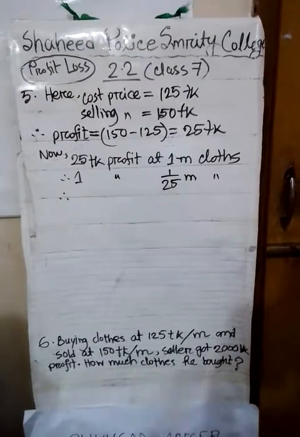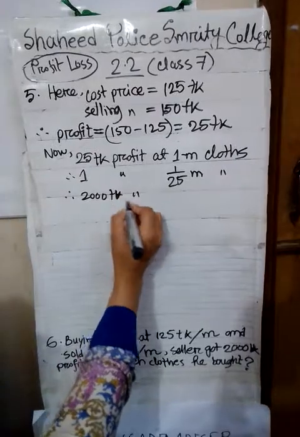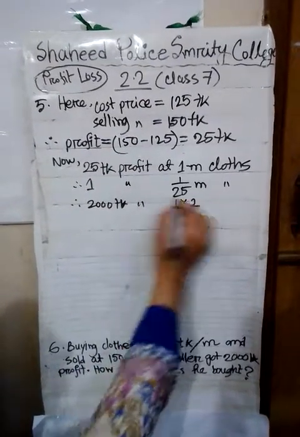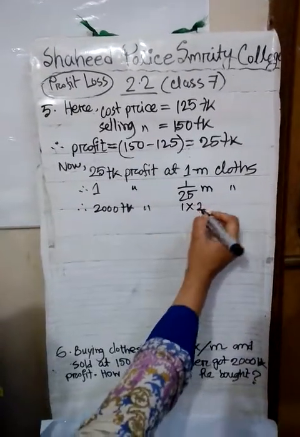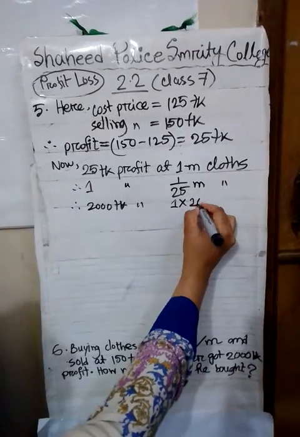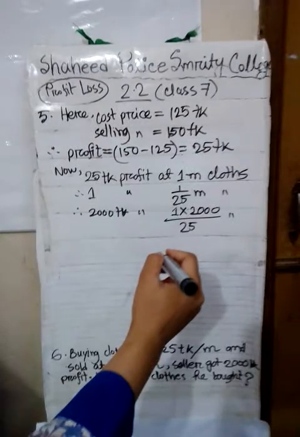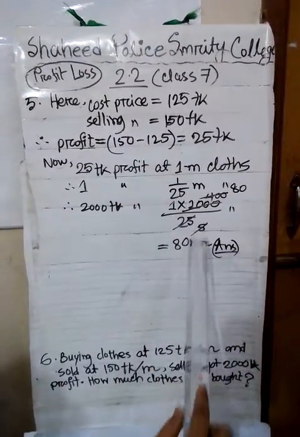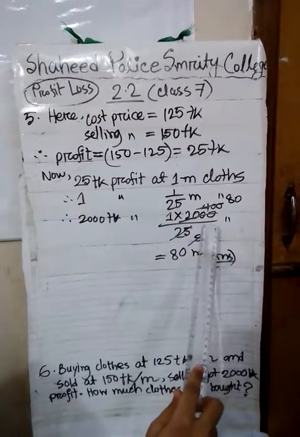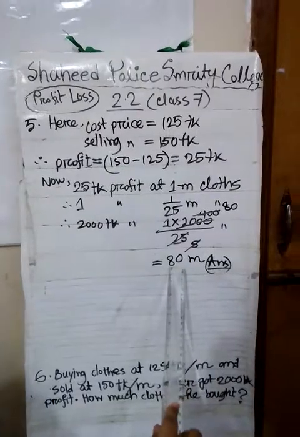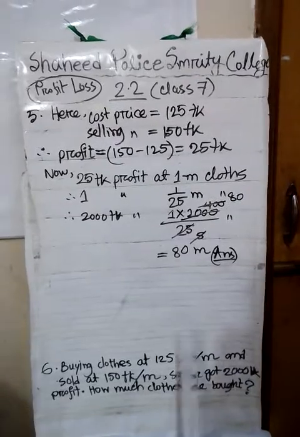Now for 2000, the total profit, 2000 is more than 1, so less to more, that means we have to multiply with the numerator, 1 into 2000 divided by 25. So the calculation: we divide 25 and 2000 by 5, and the calculation finally was 80 meters of cloth. So in total he bought 80 meters of cloth. That's the answer.